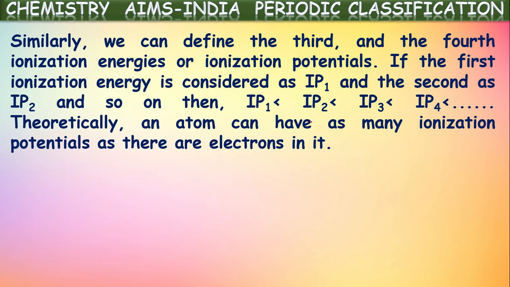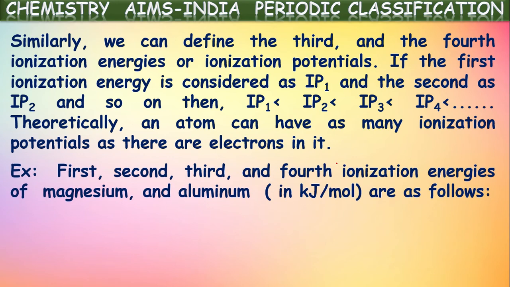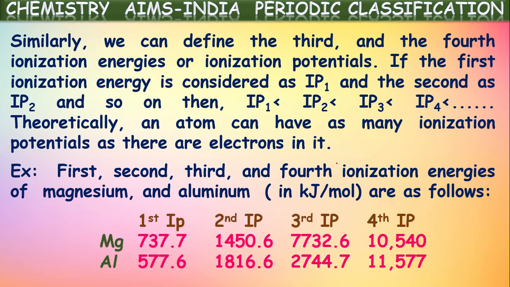So theoretically, an atom can have as many ionization potentials as there are electrons in it. We can define this theoretically, but practically it may not be possible, as all the electrons cannot be removed. For example, the first, second, third and fourth ionization energies of magnesium and aluminum are mentioned here.